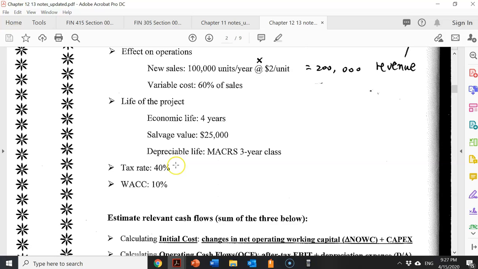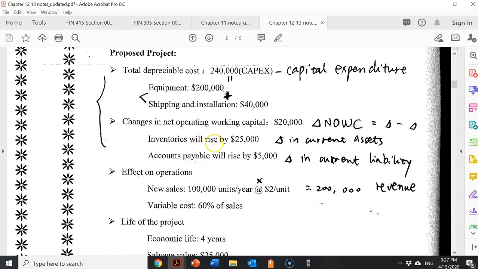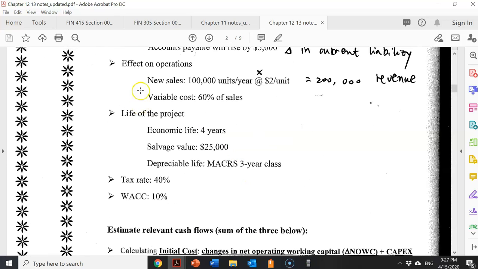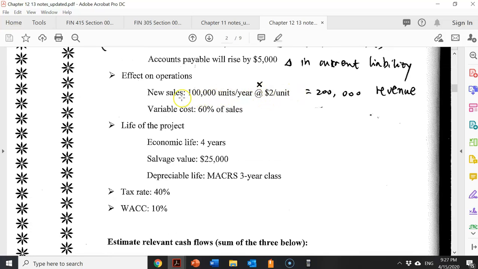These two are the initial cost that usually happens at time 0 when we first start the project. Once we start the project, we would have new sales generated because of the new equipment and new inventories, and it's going to be 100,000 units per year at $2 per unit. If we multiply the volume of 100,000 and the price of $2, we get the new sales revenue generated each year, 200,000.